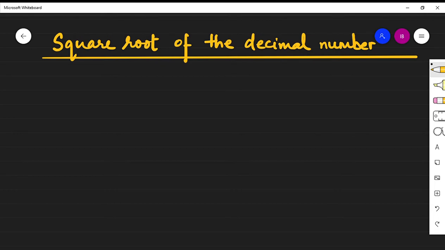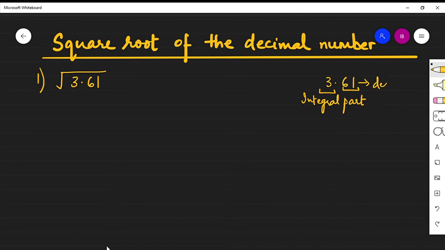In today's video, we will learn how to find the square root of a decimal number by long division method. So let's start. Take the first example. I want to find the square root of 3.61. When I write 3.61, this 3 is called the integral part and 61 is called the decimal part, because it is coming after the decimal.